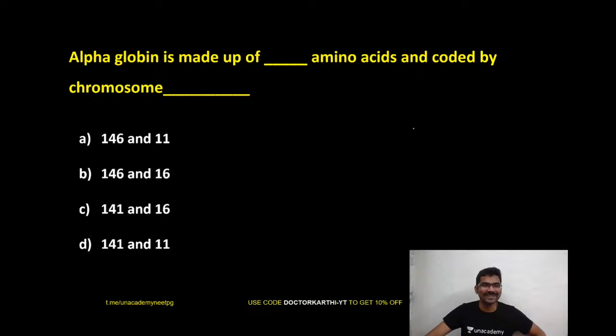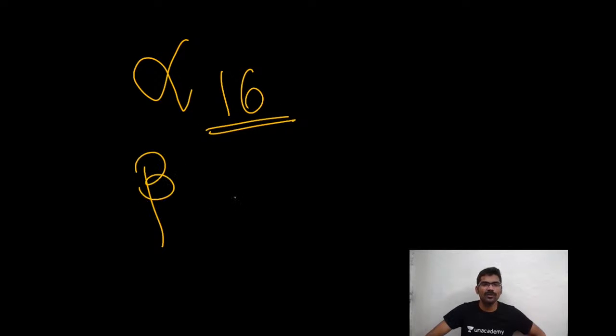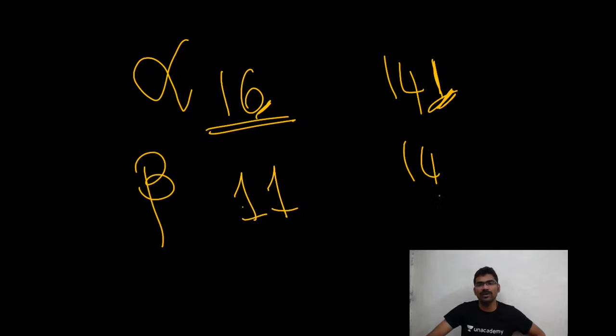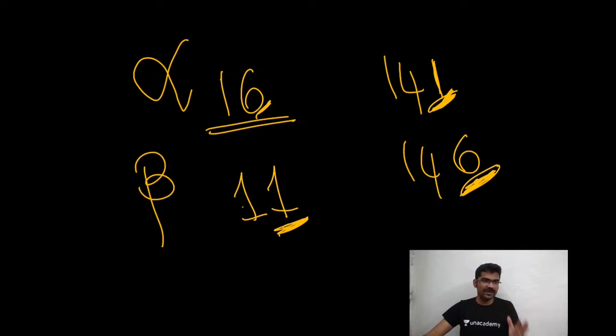Okay, Manas, don't worry. This is just a memory based question. Anyone else? Anyone can answer? So how I remember is alpha chain is coded by chromosome 16, beta by chromosome 11. Then I remember, here 6 is there, then you will have 1 here, 141. Beta 11, right? So 146. This is how I used to remember easily. So 16, then here you will put 1. If 1 is there here, 6 will be there. 6 and 1 interchanged. Clear? So remember alpha 16, beta 11.